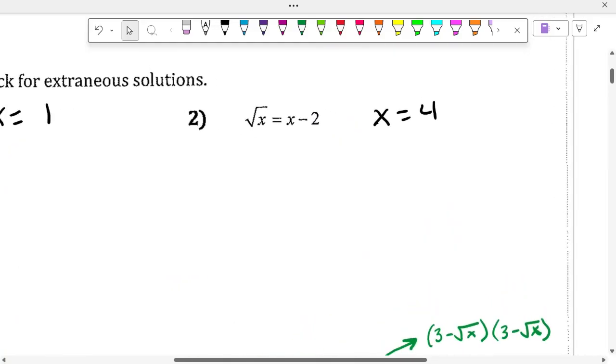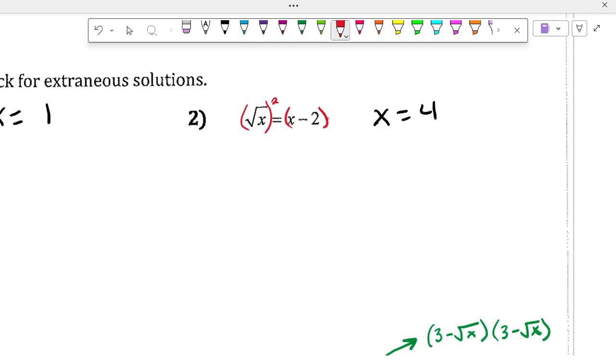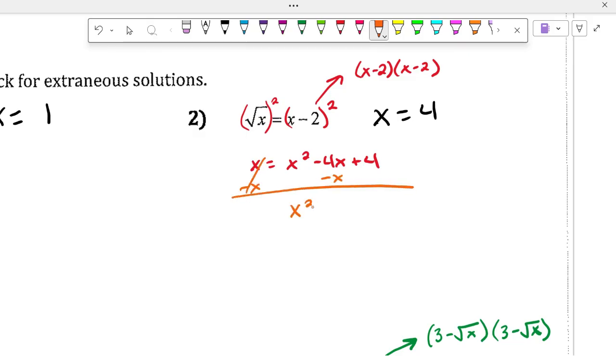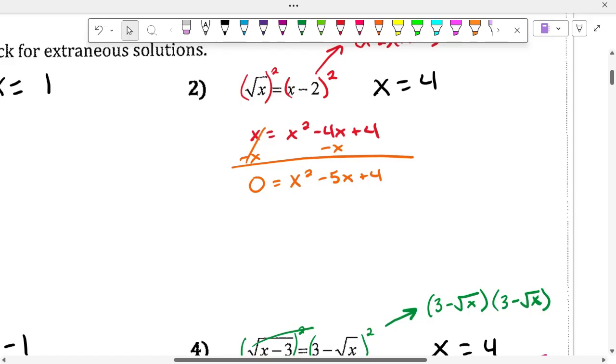All right. Number 2 is honestly not bad. It just turns into a quadratic. So the square root is already by itself, so we can square both sides. Now remember, x minus 2 squared, you have to do x minus 2 times x minus 2. So you either need to FOIL that or do a quick box method. So this will be x is equal to x squared minus 4x plus 4. If we subtract the x to the other side, we get x squared minus 5x plus 4 is equal to 0. And then we do a quick factor.